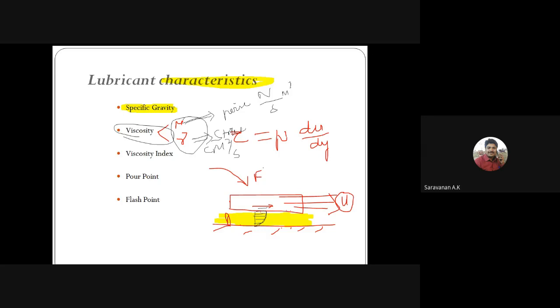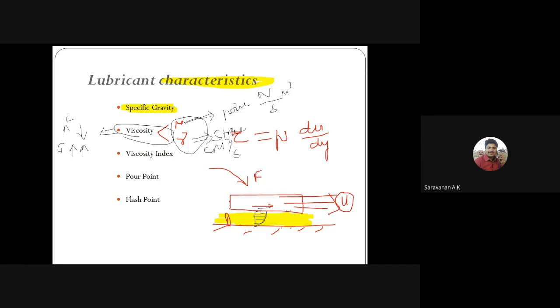Then the viscosity index. The viscosity will have some effect from the temperature, so the viscosity may vary depending upon the temperature. For a liquid, if the temperature rises, then the viscosity reduces. For gases, what will happen? If the temperature increases, then the viscosity also increases.